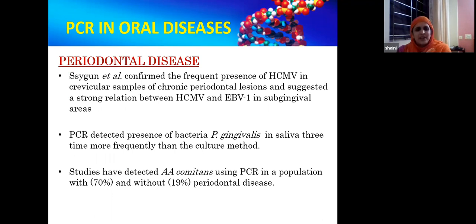How far is PCR used by dentists and in oral diseases? Mainly, it is all at the research level. Most of the time you don't do PCR tests in order to identify what the periodontal disease pathogens are, except at a research level.